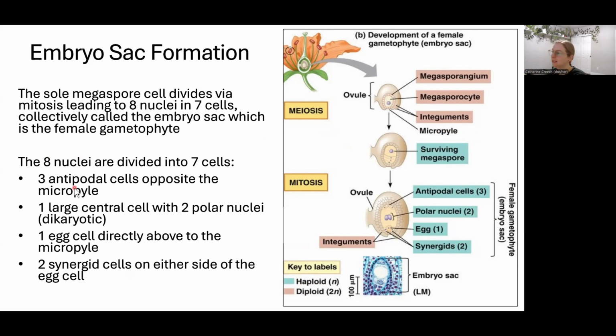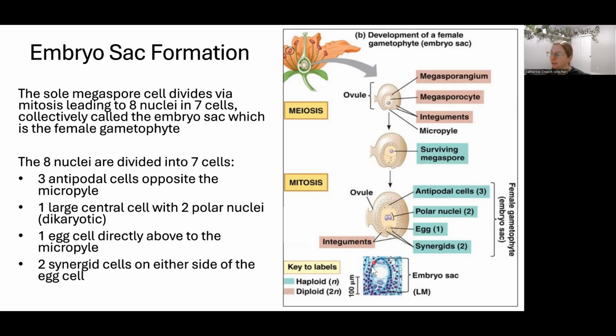So we have 3 antipodal cells up at the top. They are opposite the micropyle. Then we have this bigger area in the center. It is dikaryotic. It is called the central cell, and it has 2 nuclei. Those 2 nuclei are called polar nuclei. And then down at the base, right by the micropyle, we'll have 1 egg cell. And on either side, we have 2 nuclei, 2 cells that are called synergids. So 7 cells. The one in the center has 2 nuclei, so it's 8 nuclei. We're still inside the integument, and the whole thing is inside the ovule.